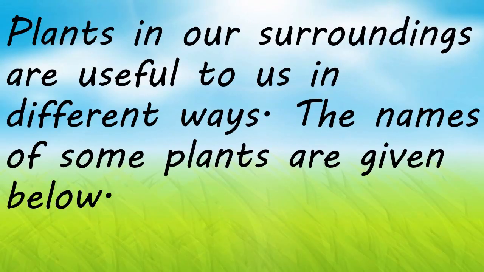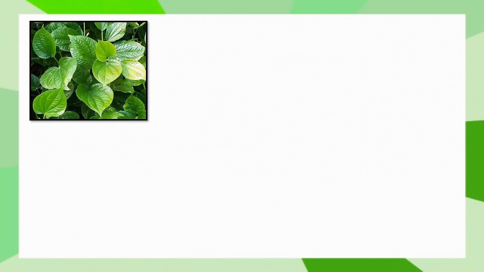Plants in our surroundings are useful to us in different ways. The names of some plants are given below. Do you know what this plant is called as? Betel vine. Now let us see for what purpose this plant is used. The betel plant, that is betel vine, is a heart shape. Here you can see the leaf is in heart shape. It is used in prayers and religions. The leaves are full of vitamin and calcium.